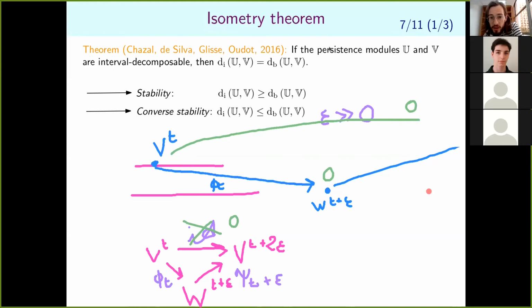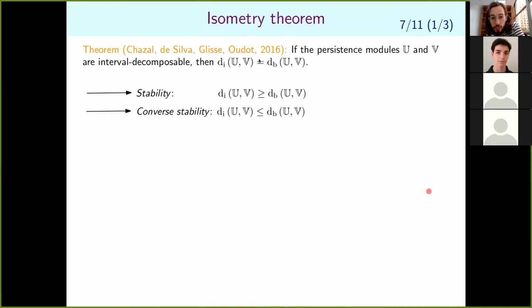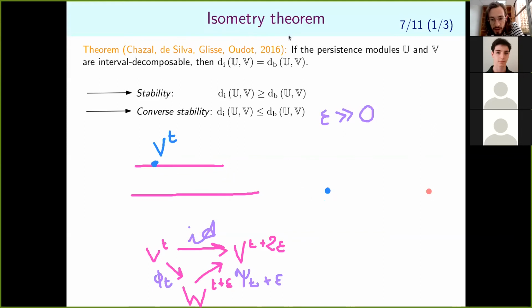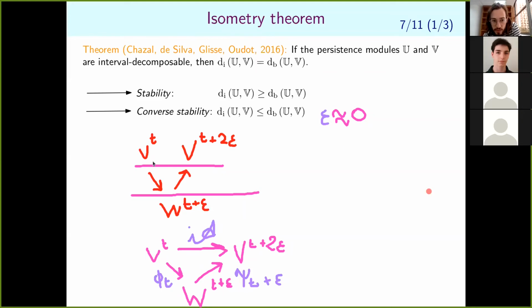Now, let us study the case where epsilon is not too large compared to the bars. Tell me if you cannot see what I do. Say epsilon is small. So my maps will look like that: Vt, Vt plus 2 epsilon, Wt plus epsilon. So in this case, above I have the identity map.